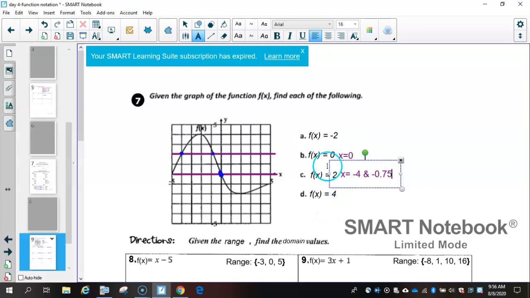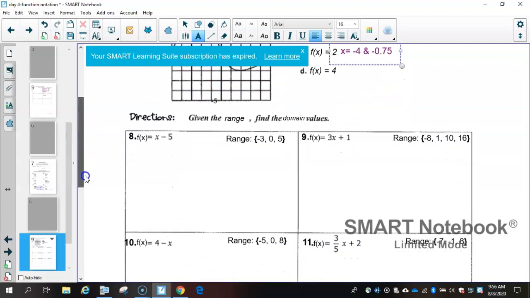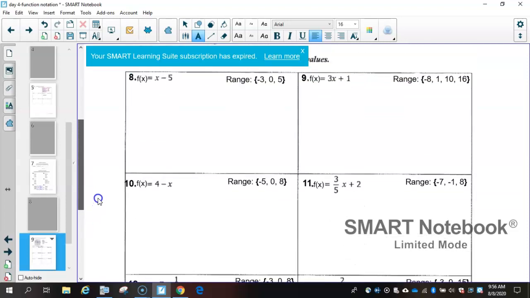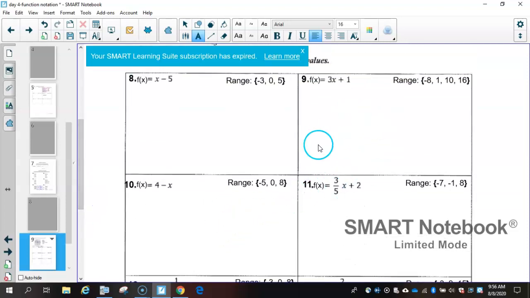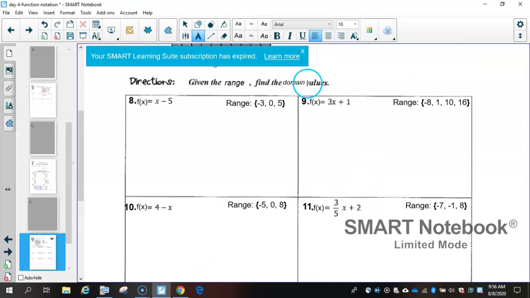Right? And then I'm going to leave A and D so that you can try those. Remember, you're looking for the x value and you're given the y value here. And then in this last section, we're going to do 9 and 12. 9 we're going to do in the calculator, and then 12 we're going to do by hand. So let's go ahead and do the calculator one first.